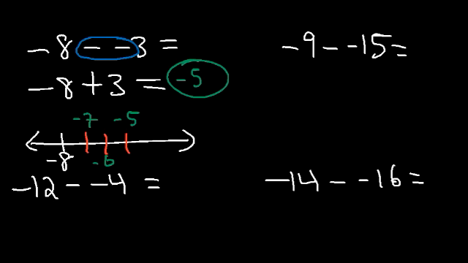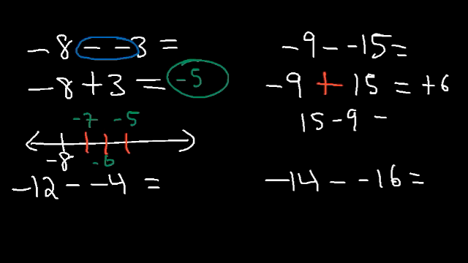So -9 minus -15 is the same as -9 plus 15. And -9 plus 15 is the same as 15 minus 9. So you're going to get +6. So you can reverse it if you want.